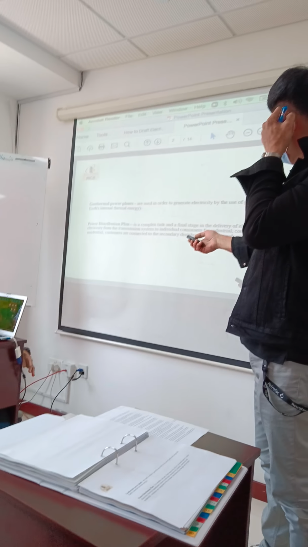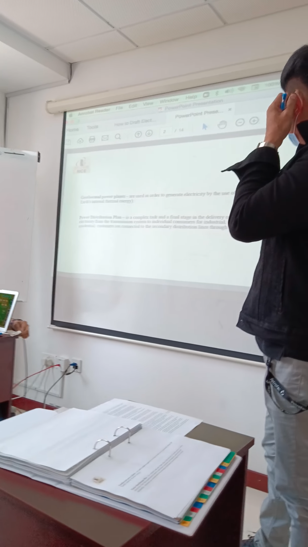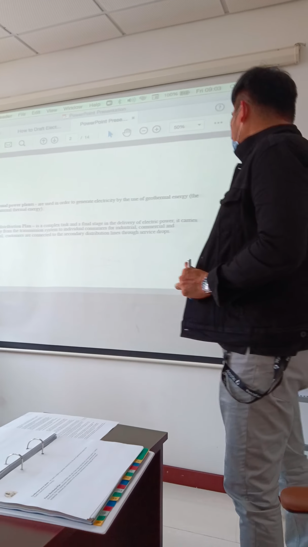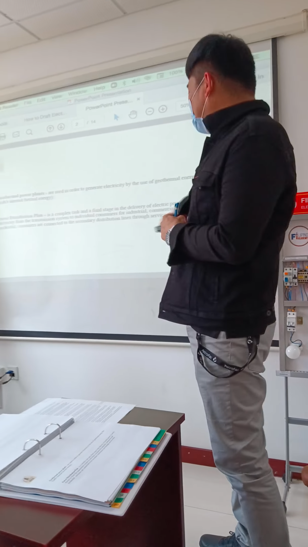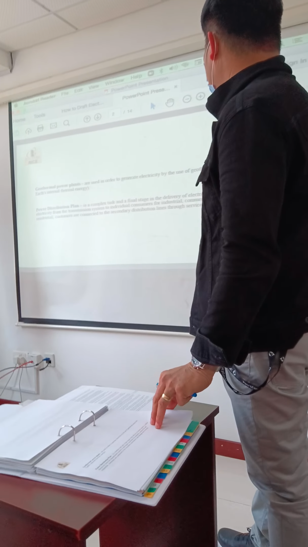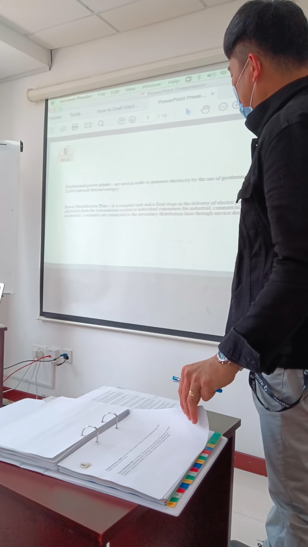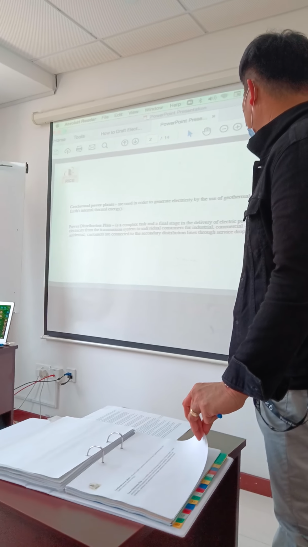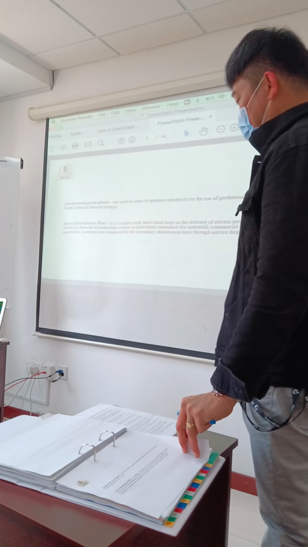And the power distribution plant is a complex task, and the final stage in the delivery of electric power. It carries electricity from the transmission system to individual consumers for industrial, commercial, and residential. Customers are connected to the secondary distribution lines through service drop.